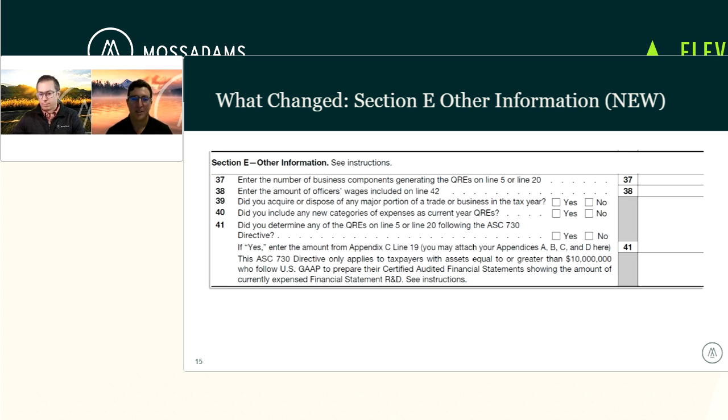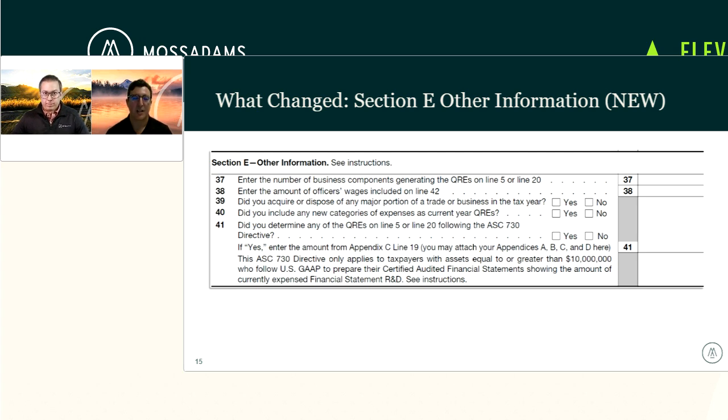For those wondering, a business component is essentially a term of art for the research credit. That means your R&D project. It can be a product, a process, software, technique, formula, or invention that's held for sale, lease or license, or used within your business. Moving on to line 38. This asks for information about officer wages that are included in the wage QREs. The instructions do repeatedly refer to officer wages in the corporate context and refer to the laws of the state in which the entity is incorporated to determine how an officer is defined.